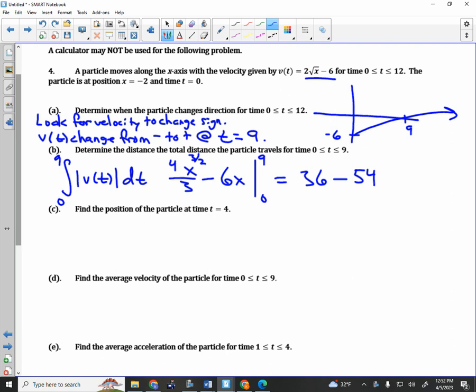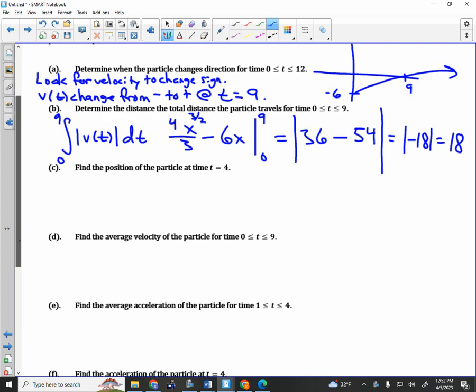And remember, we're going to take the absolute value of that because we have the absolute value of the integral. And so we get the absolute value of -18, which is 18 units. Travels 18 units. Sure, meters, there's no label here, but you could just say 18 meters. Yep. Okay. They want to see the integral at the absolute value piece.